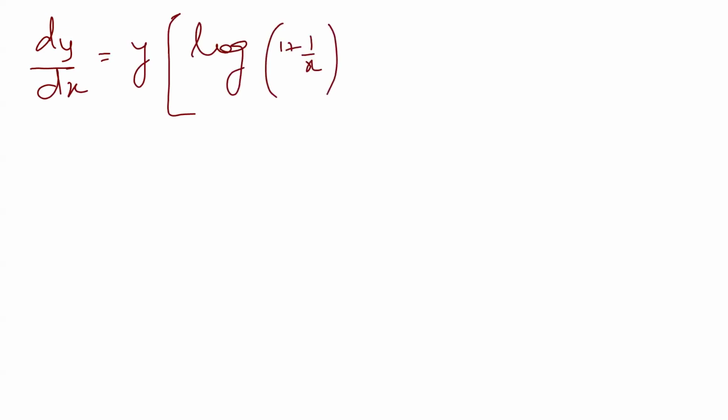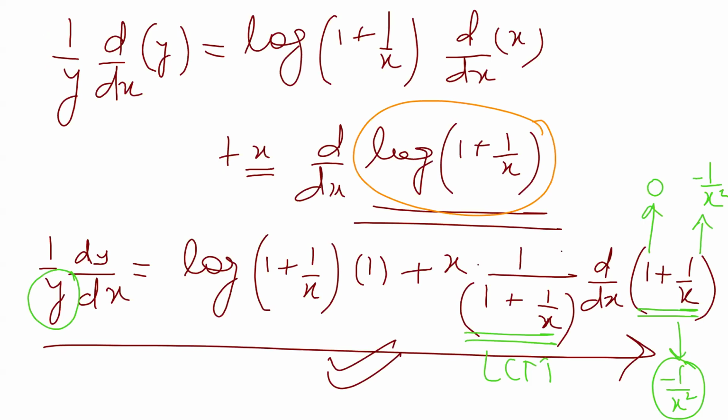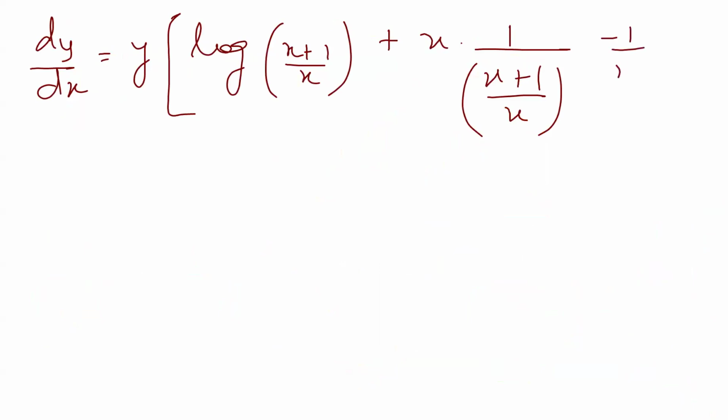So dy by dx, cross multiply y on the other side, log 1 plus 1 upon x. If you want to take LCM in this bracket, you can do that, it hardly matters. Plus x into 1 upon x plus 1 upon x. What I did is I took LCM over here and x is already there. And now I'll write minus 1 upon x square as the last term over there.